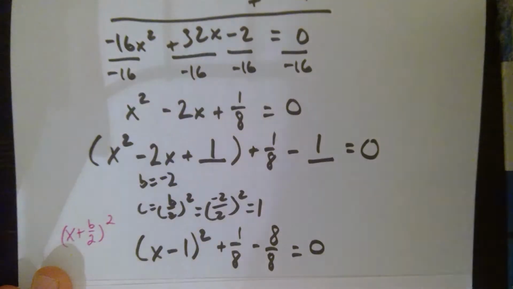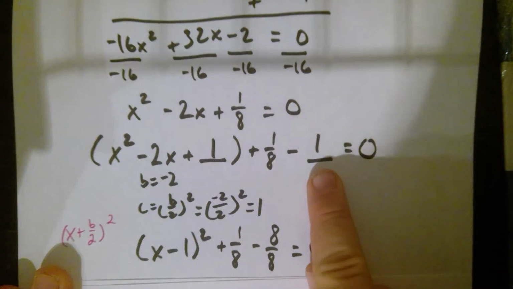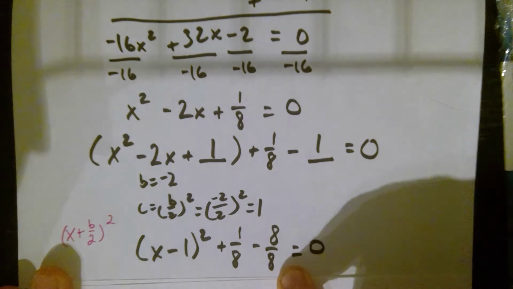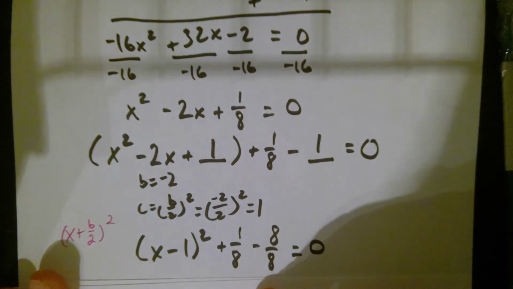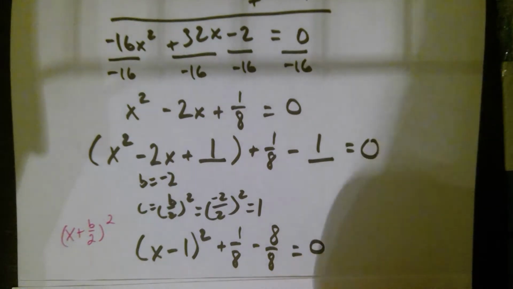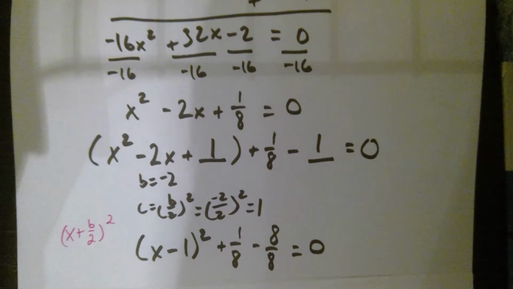And then rather than simplify it already, I decided just to rewrite this one as 8 over 8. We know 8 divided by 8 gives us 1. But now we have a common denominator. That common denominator will be helpful in a minute when we go about trying to solve this equation.